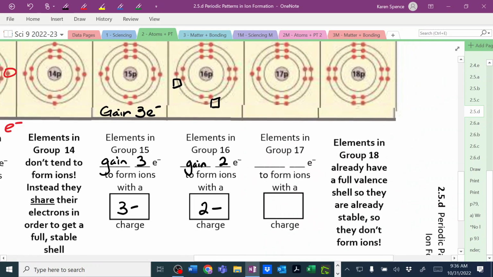How many holes are there in group 17? 1 hole. So they're going to gain 1 electron, and that's going to form ions with a negative charge, or 1 minus. Okay.